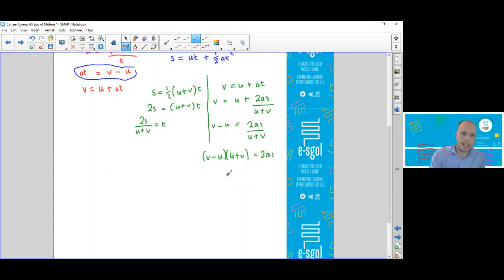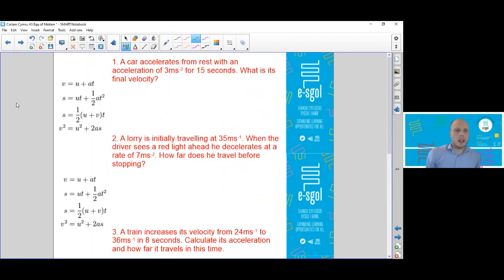And then if you expand out those brackets, you get v squared minus u squared equals 2as, and v squared equals u squared plus 2as. And that's our 4th equation of motion. But remember, the crucial difference with that 4th one is that it doesn't have t in it, but the other 3 do. So when you're selecting your equations of motion, have a look at which one is most suitable. Okay, then I've got 3 different problems here, all using different equations because they've all got different initial conditions.